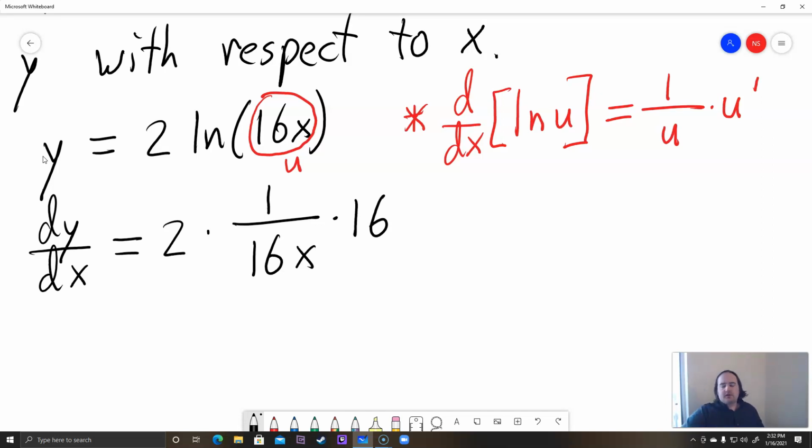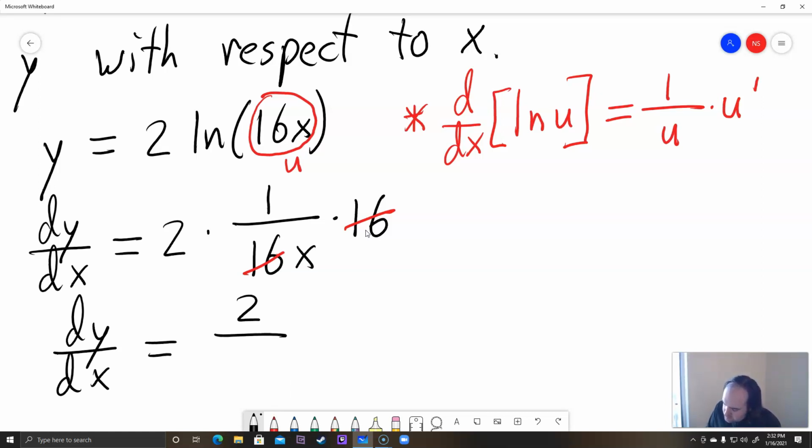And then, of course, you want to simplify this a little bit. Remember, this 16 and the 2 are both in the numerator, on the top. So the 16s are going to cancel out here. We really just have 2 times 1 over x, which is the same as 2 over x. So we have dy/dx equals 2 over x. And that's our answer.